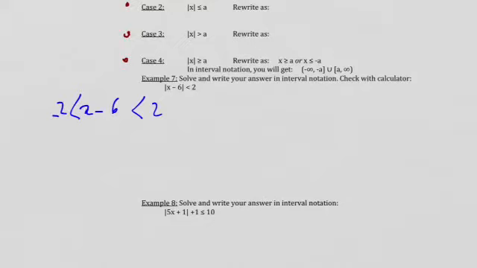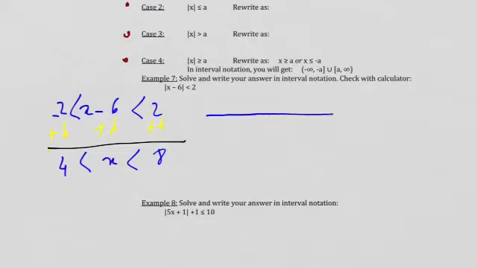Obviously, I need to add 6 to both sides. And when I add 6 to both sides, what do I have at the end of the day? I got a 4, I don't flip my symbol, and I got an 8. So my interval notation is going to be 4, 8, all the values in between are our solution. There is no equal, so I'm using parentheses, and my interval notation is going to be 4, 8, in parentheses.